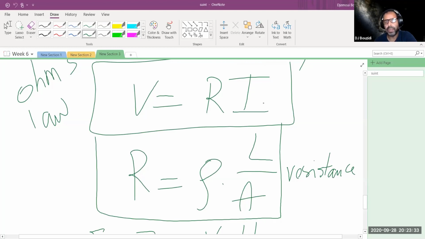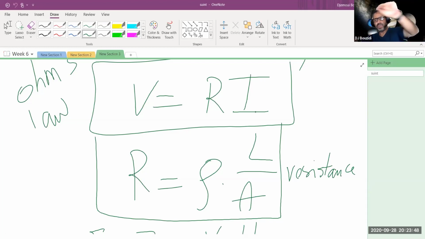V equals Ri, that is critical, and R equals rho times L divided by A, where A is the cross-section of the wire, L is length. Of course, if I get a big wire, it's going to have more resistance because the charges will have to move through the entire wire to get to the other end. The bigger the area, the freer they can move, so the resistance is going to be less. If you narrow it, it's going to be more difficult for the charges to move. So that's basically what this expression says.